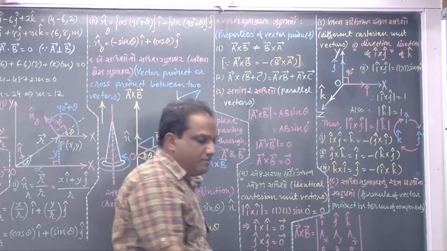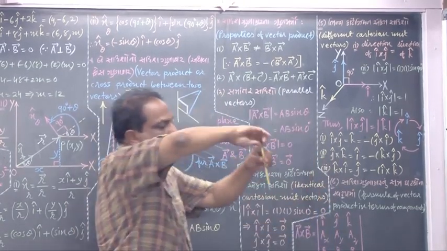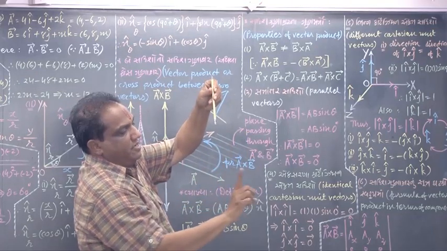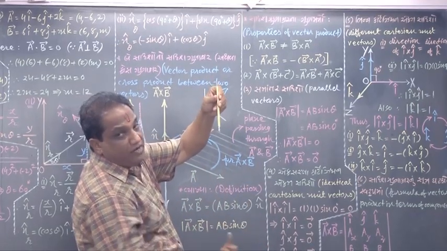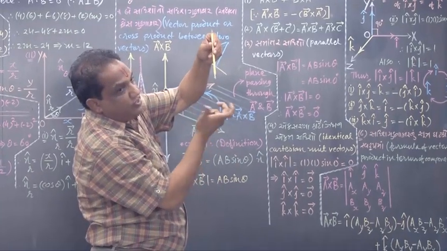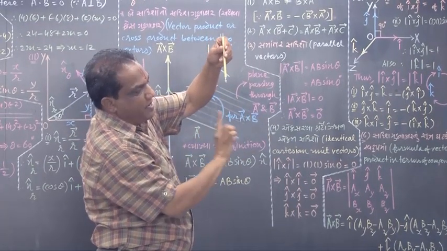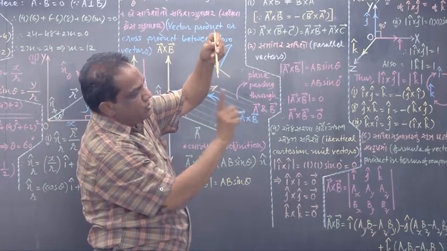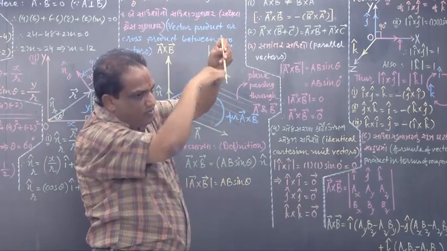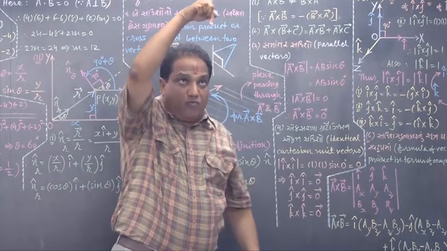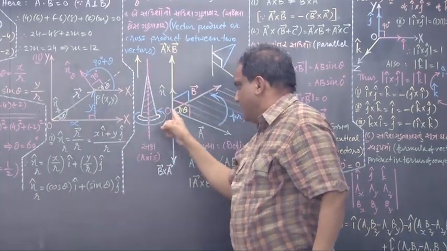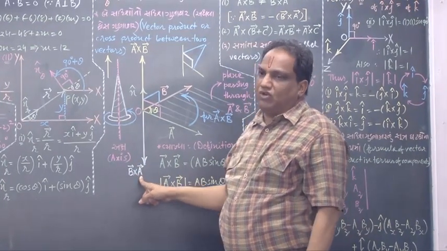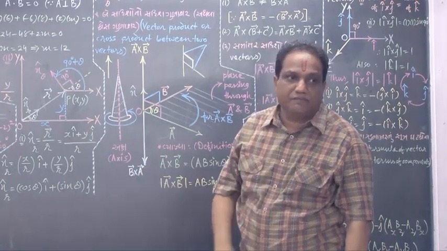Correct? Now the same screw, if you rotate this way, it will get opened up. Earlier it was getting tight. Now it will open. You are unscrewing. So when you unscrew it, what will happen? It will come down. At that time, the downward direction is taken as the direction of vector B cross vector A.